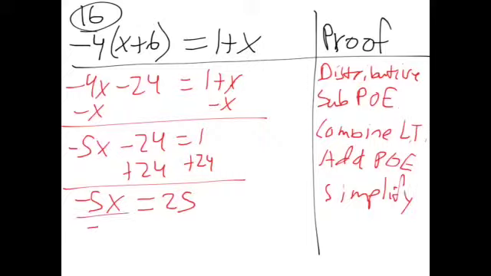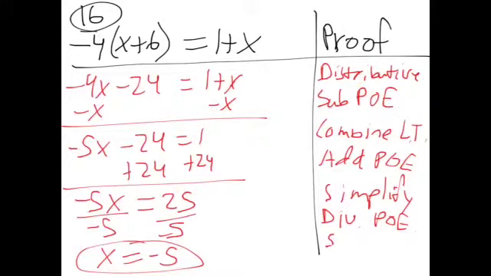And then divide by negative 5 on both sides. Can be done because of the division property of equality. And then if we simplify, we will have negative 5 for x.